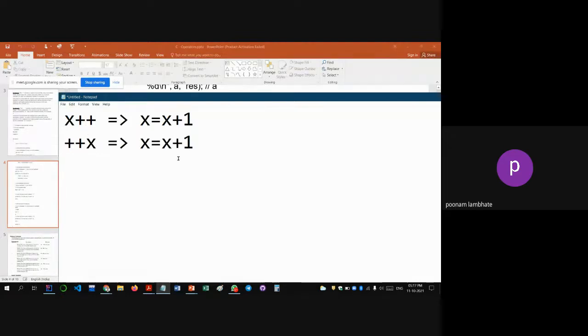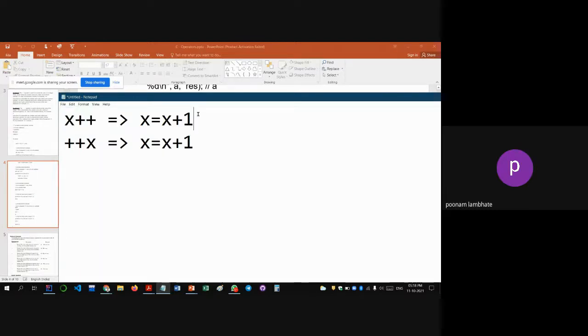Now, first of all, tell me: this x plus plus, is it a unary operation or a binary operation? On how many values are you doing this operation, a single value or two values? Single value. Yes, correct. So it is a unary operation, because there is a single value on which you're doing some operation.